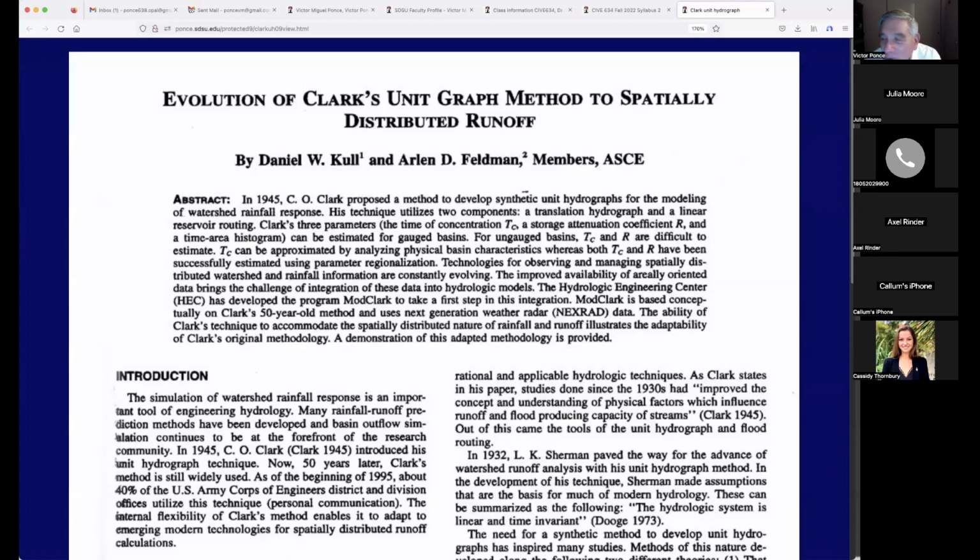Clark called it a unit graph. He didn't call it a unit hydrograph. And because it was kind of not a unit hydrograph, it was a unit graph, that's right. And therefore they kept the method. What is the summary of this method?